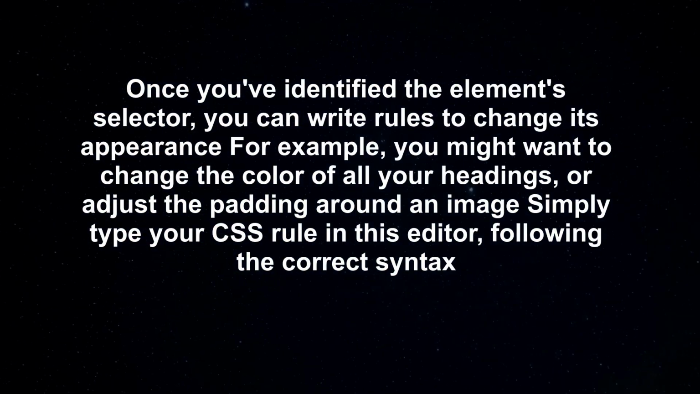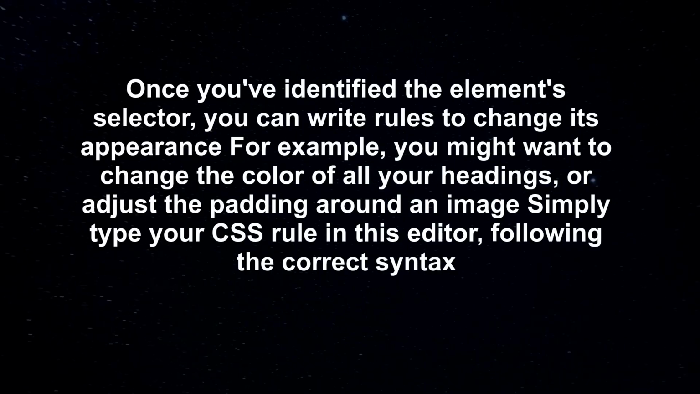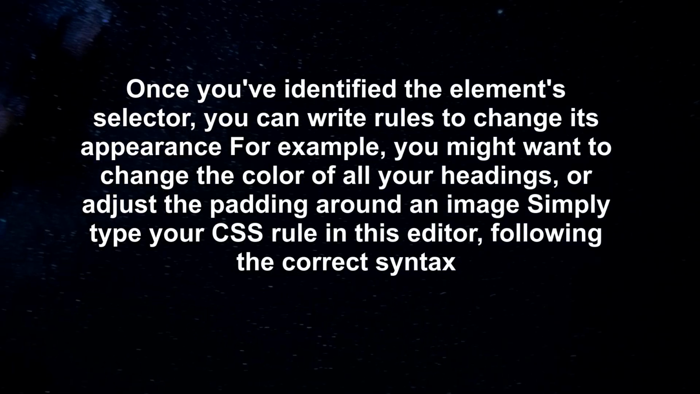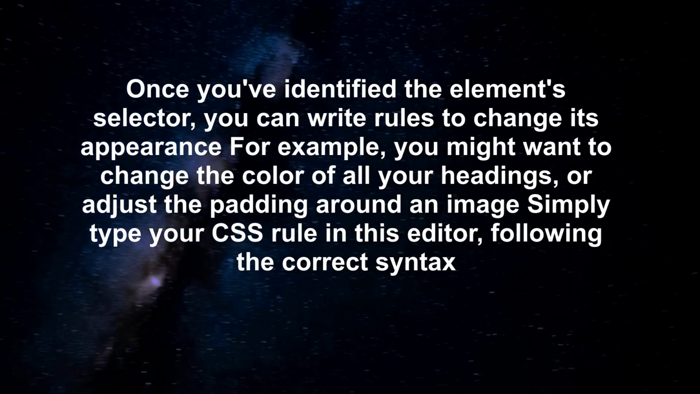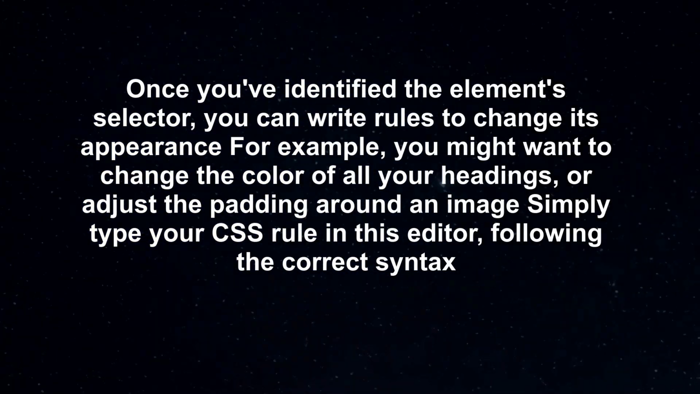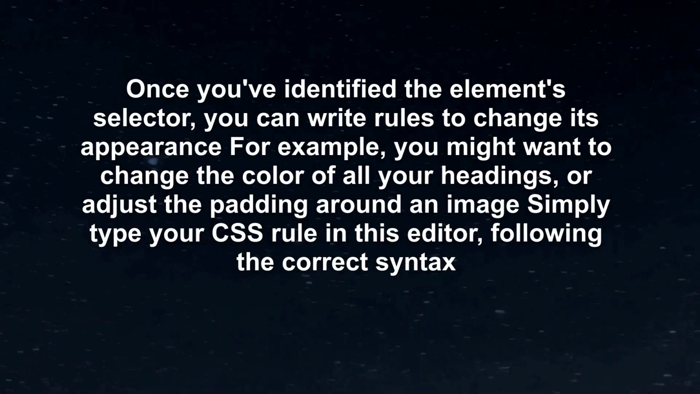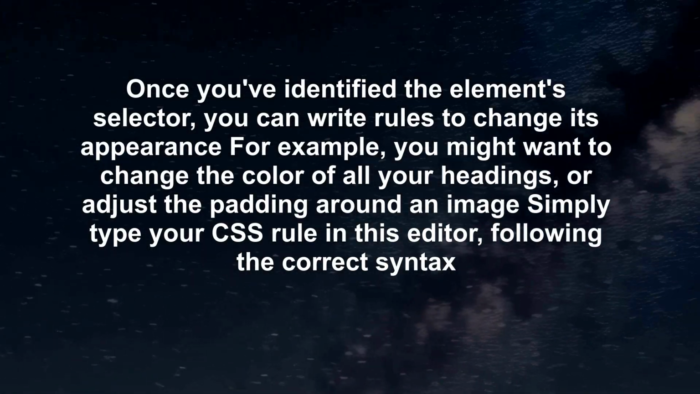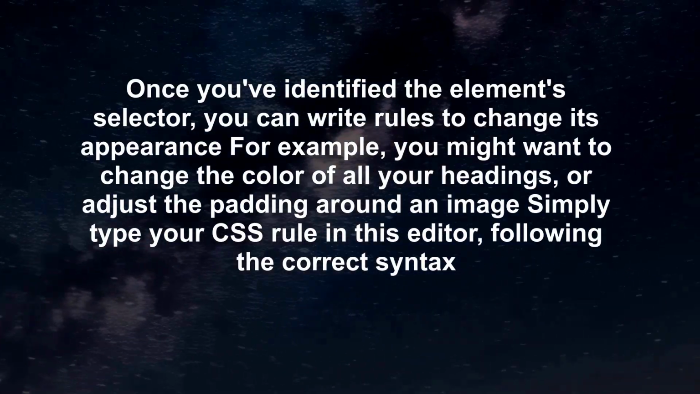Once you've identified the element selector, you can write rules to change its appearance. For example, you might want to change the color of all your headings or adjust the padding around an image. Simply type your CSS rule in this editor, following the correct syntax.